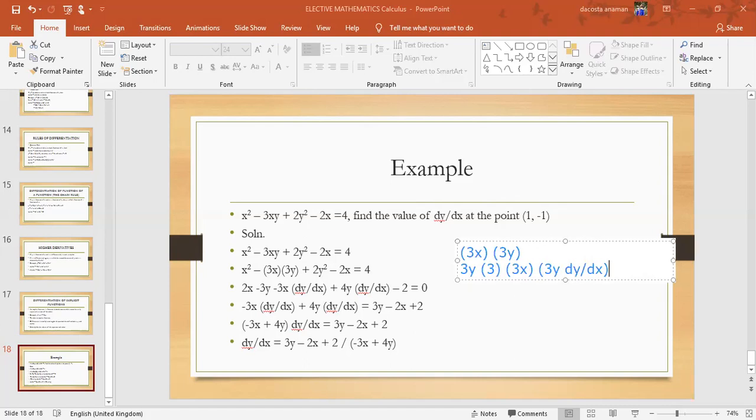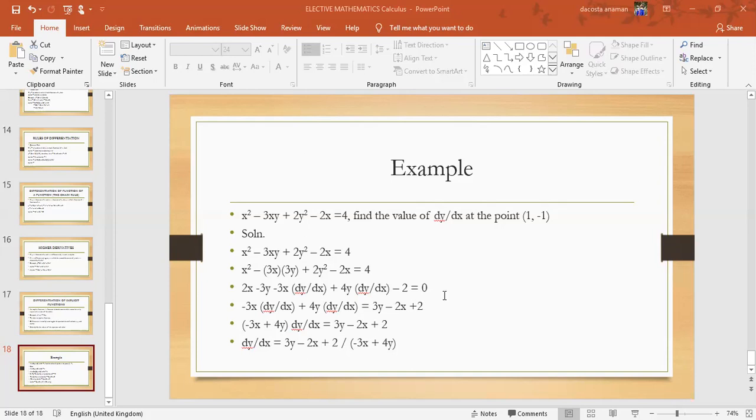Is that okay? So this is how we came by the function 3y minus 3x dy/dx. Is that okay? Plus you differentiate this one, you get what? 4y. Since it is y and it is not x, you'll be getting what? dy/dx. Then minus 2x, which when you differentiate, you get 2. When you differentiate a constant, you'll be getting 0. So this is it when you differentiate.